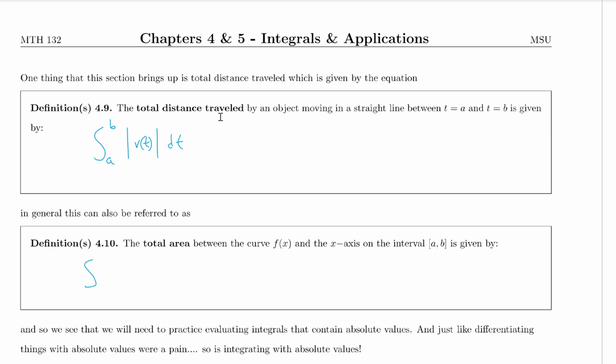In general, we can find the total area under a curve by doing the integral from a to b of the absolute value of the function. What this is going to do, just like in distance, is add all of the areas together rather than having the area underneath the graph acting as negative area that's being subtracted.